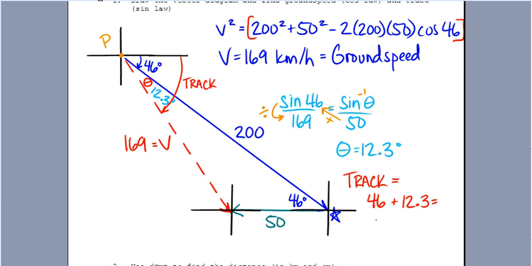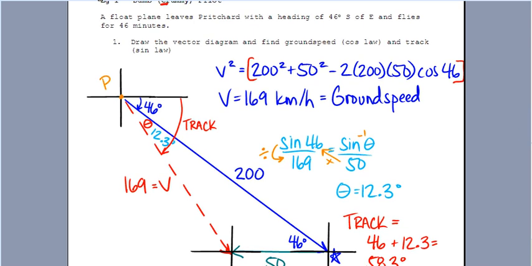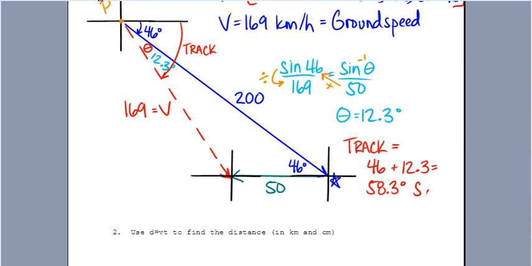which is equal to 58.3 degrees. And that's the same direction as before. It's still south of east. We need to make sure we put that on. There you go. Another very important number for us.